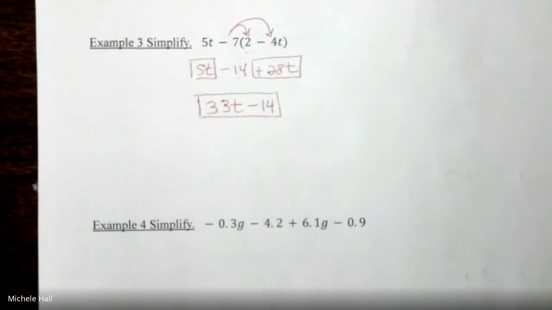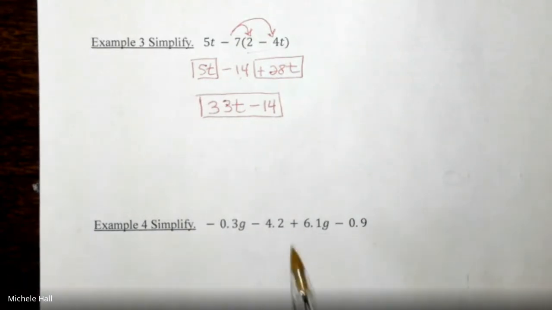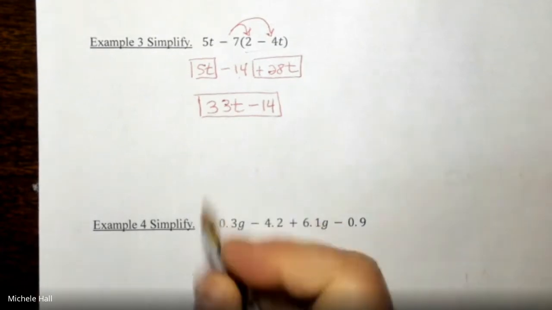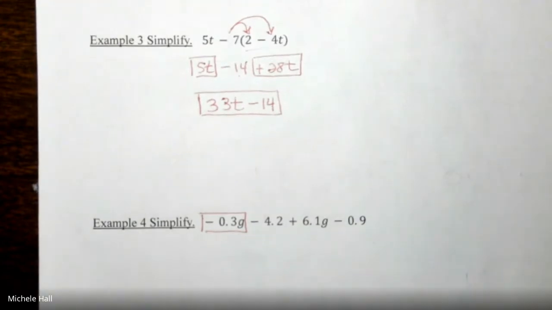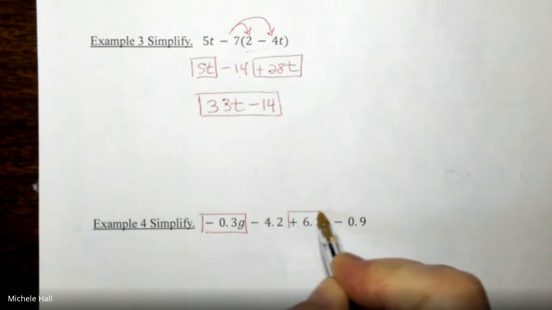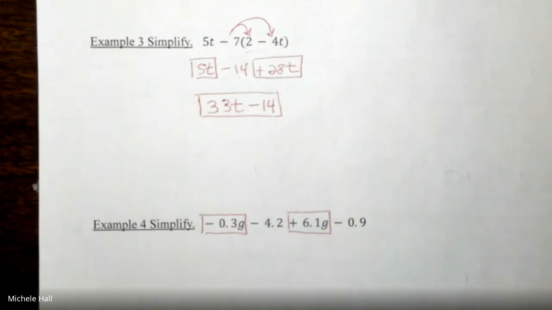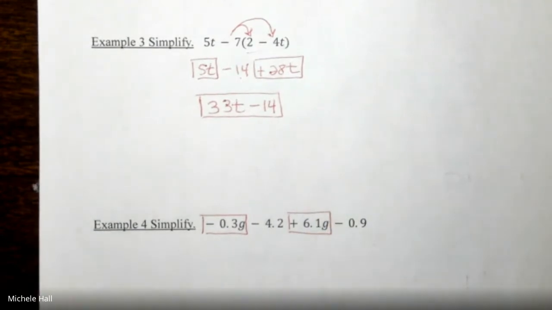We've already done examples 1 through 3, and now we're moving on to example 4, which is simplifying using decimals. I'm looking at my expression. I see a G term, keeping the sign with the G term, negative 3/10 G, and then I have a positive 6 1/10 G. I know that I can combine those two together.